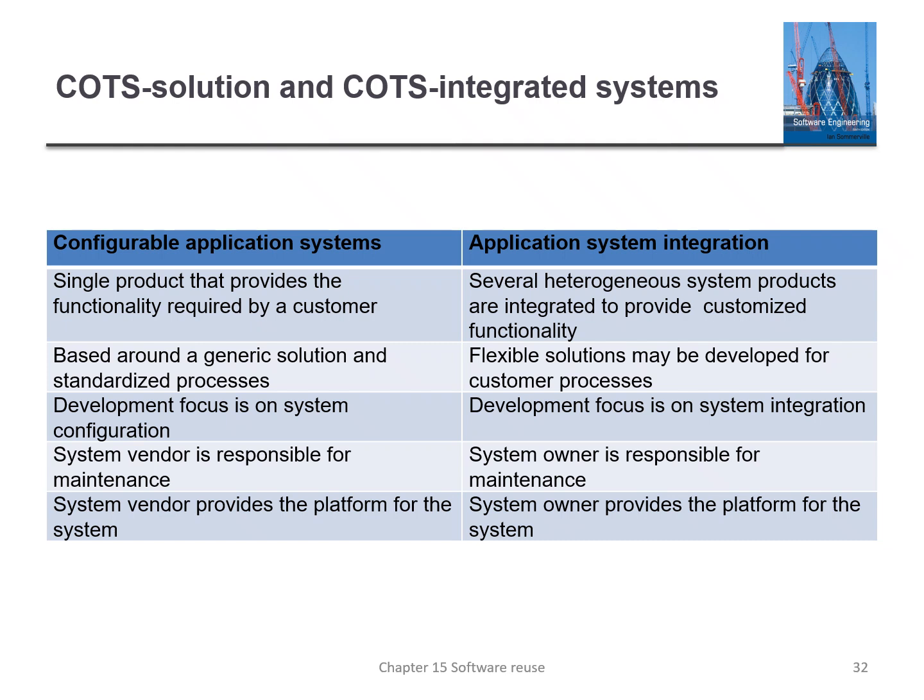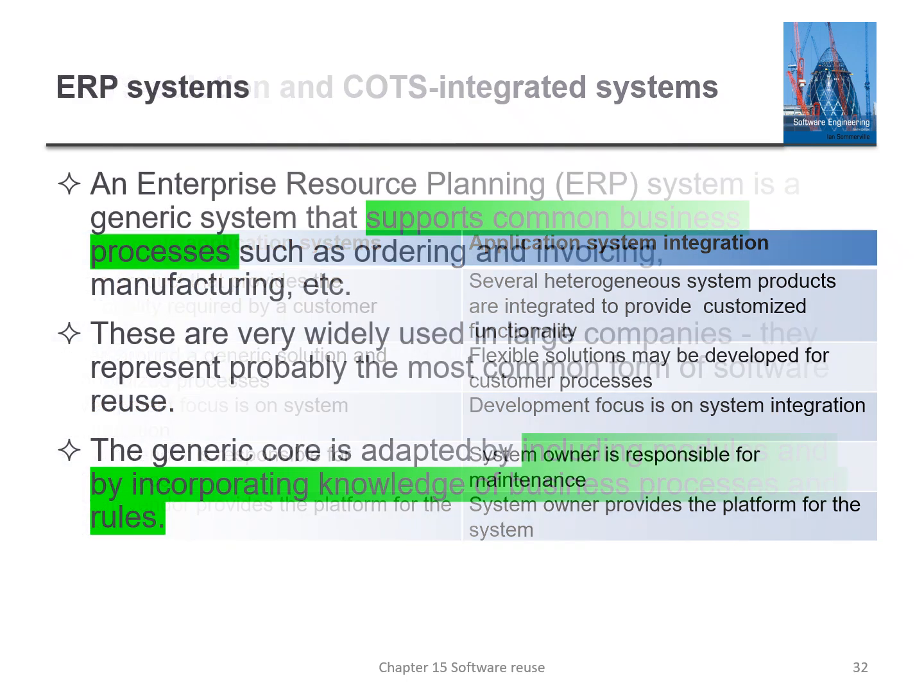And for the configurable application system, the vendor is responsible for maintenance, whereas for application system integration, the responsibility for maintenance falls on the system owner. For the configurable application system, the system vendor provides the platform for the system, and for application system integration, the system owner provides the platform. So overall they look like they support reuse in the same way, but there are some differences between them.